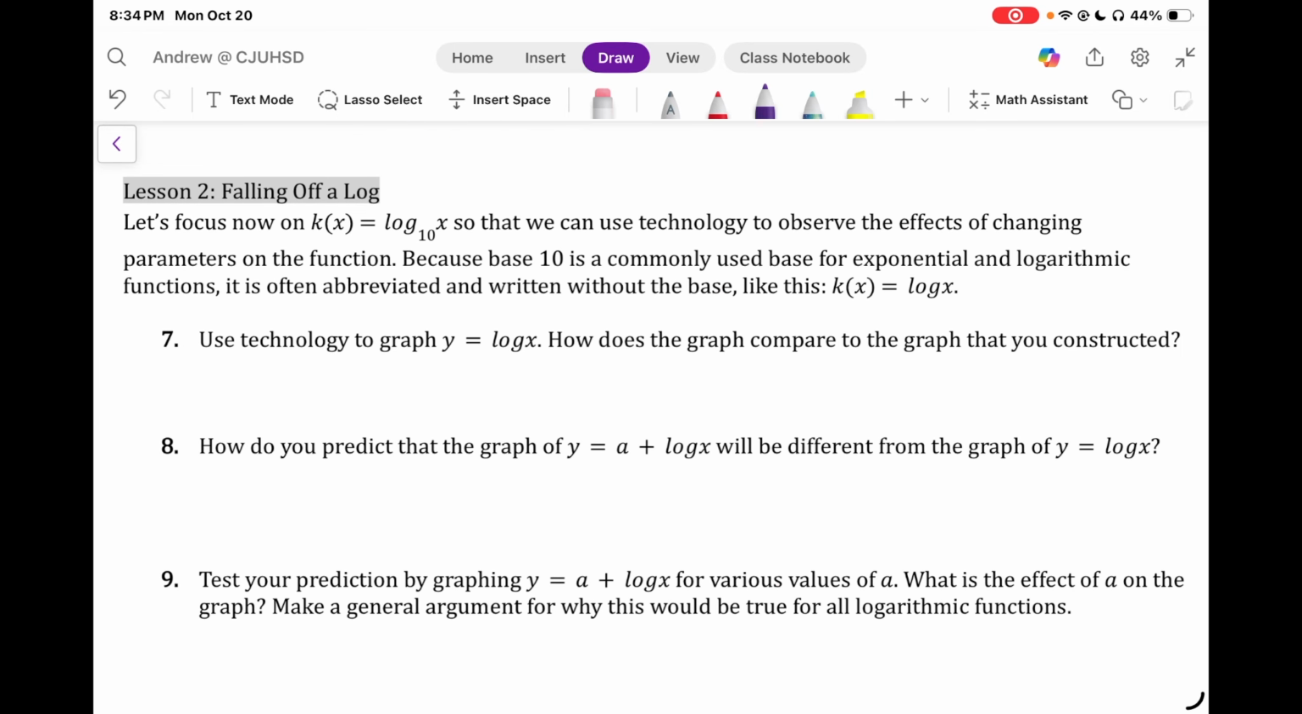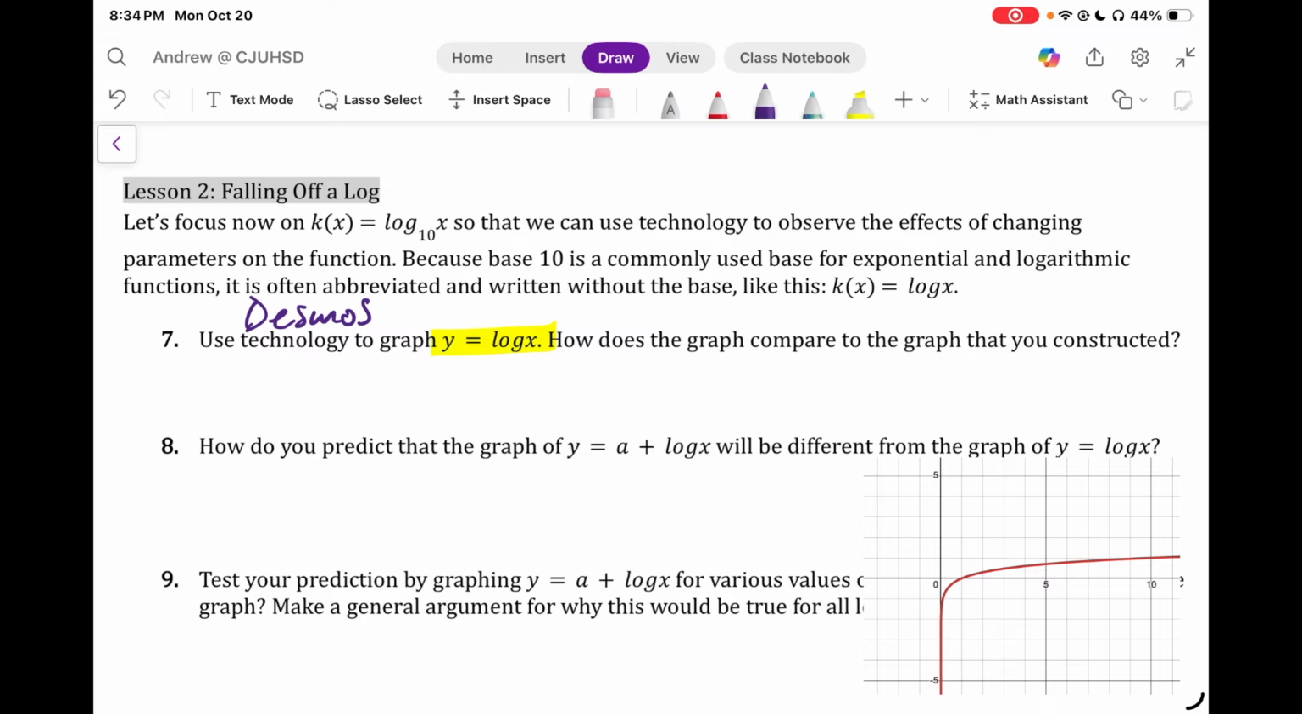Okay, so now we're going to look at common log. So we can use technology, we can use our calculators now. Use technology to graph this. That means Desmos. Okay, so as you do that in Desmos, how does it compare to the graph you constructed? Well, hopefully the same.